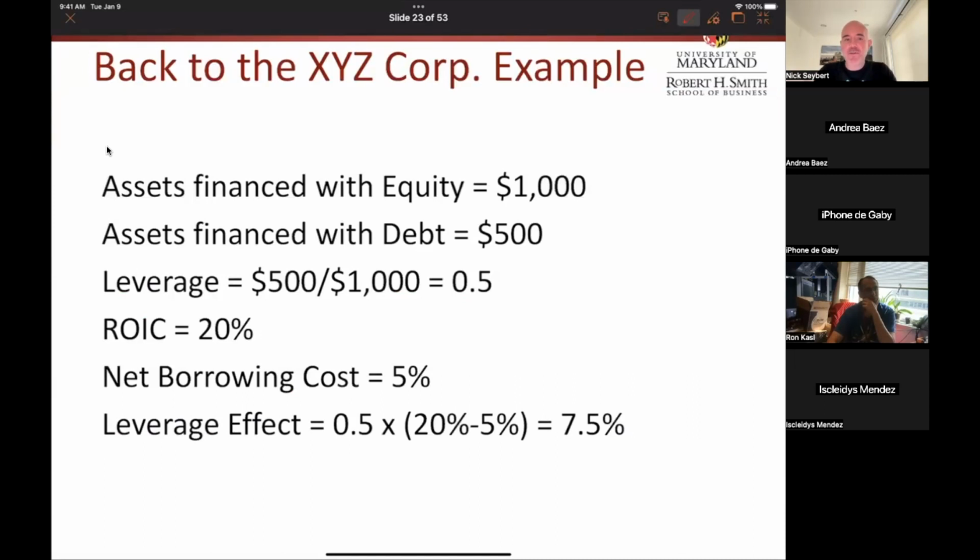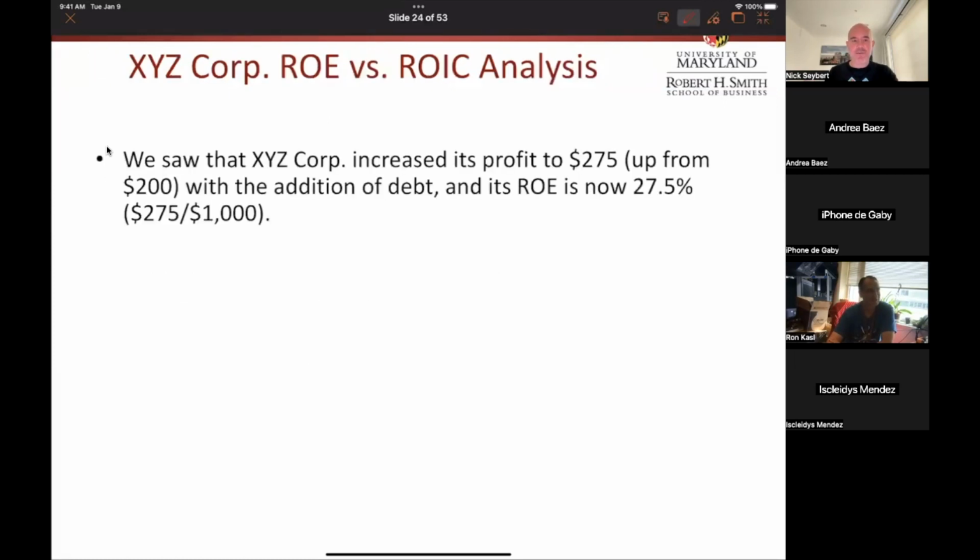It's the leverage ratio of 0.5 multiplied by the spread. And the spread is the return on capital minus the net borrowing cost, okay? And so, oh wow, look what it is, 7.5%. So that calculation is how we got to, basically, XYZ Corp, remember, it went from 200 profit to 275. So the ROE went from 20% to 27.5%.